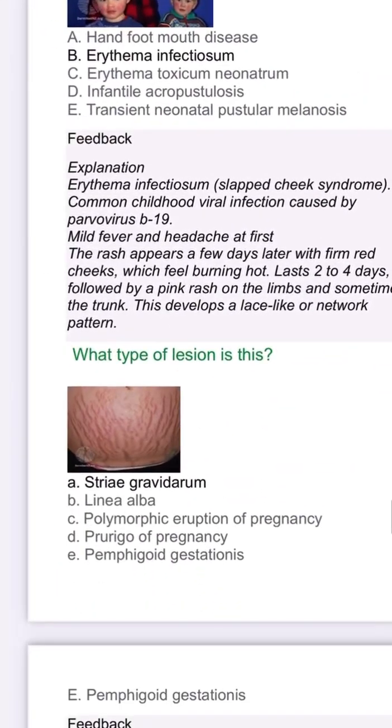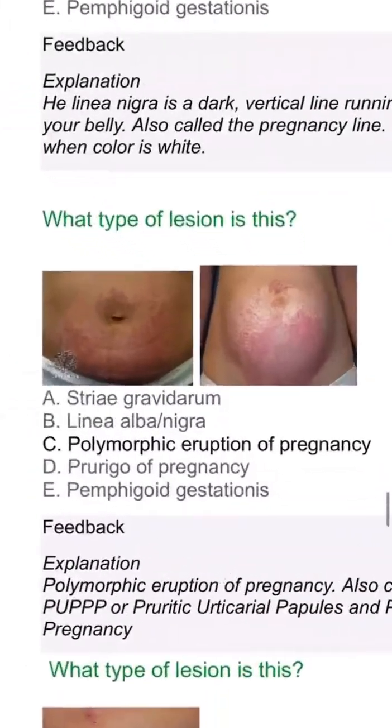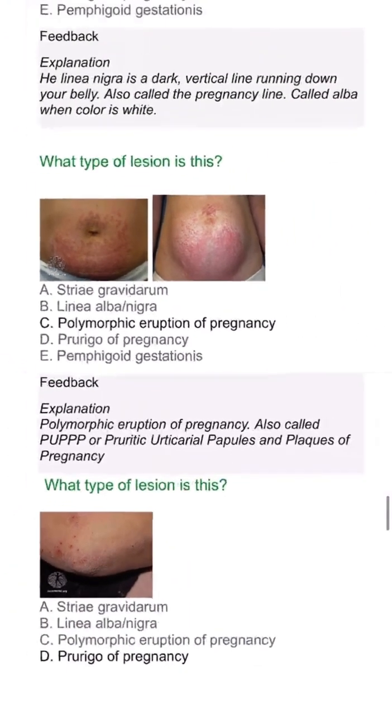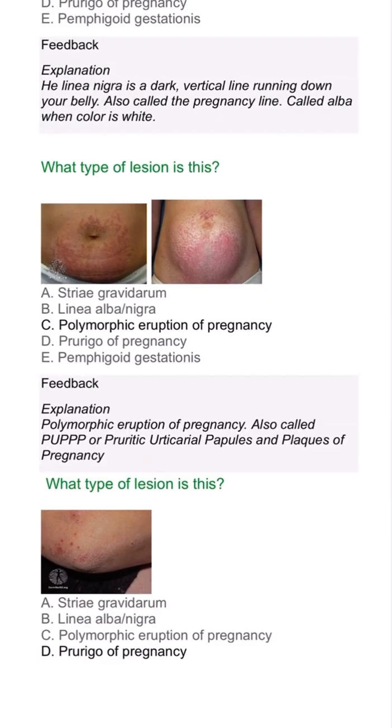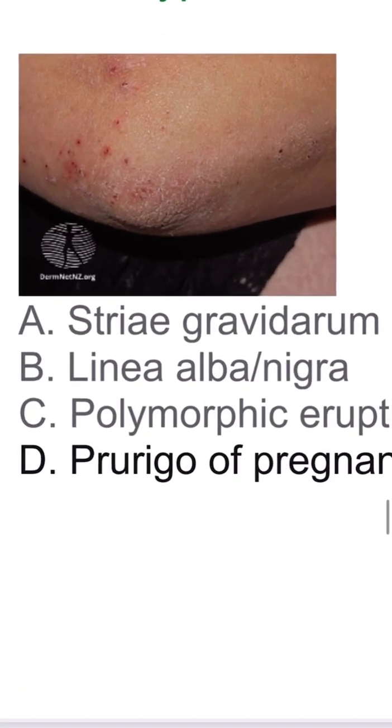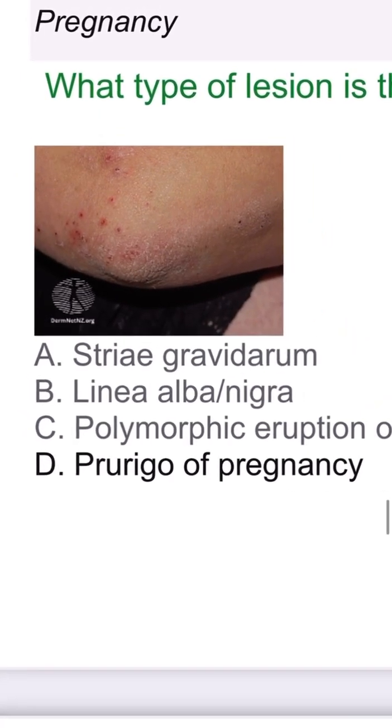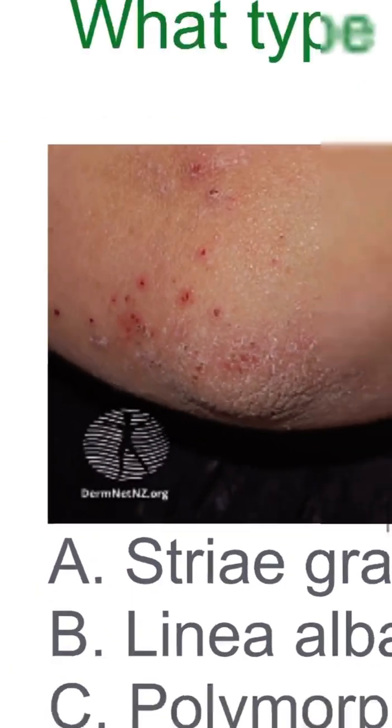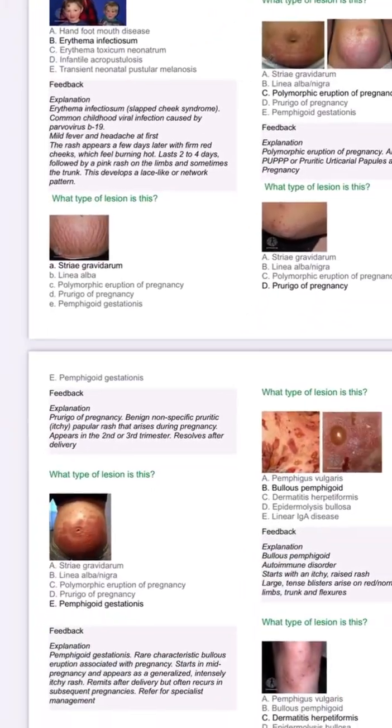Polymorphic eruption of pregnancy, okay. This is striae gravidarum, and this is a polymorphic eruption of pregnancy, also called PUPPP, or pruritic urticarial papules and plaques of pregnancy. Which type of lesion is this? Prurigo of pregnancy, you can see here.